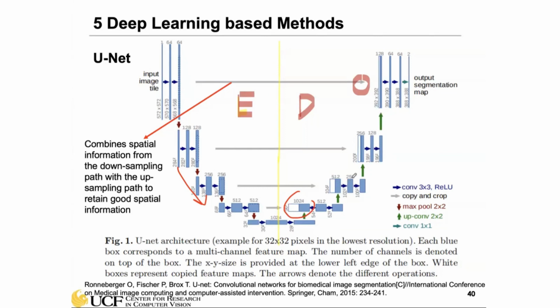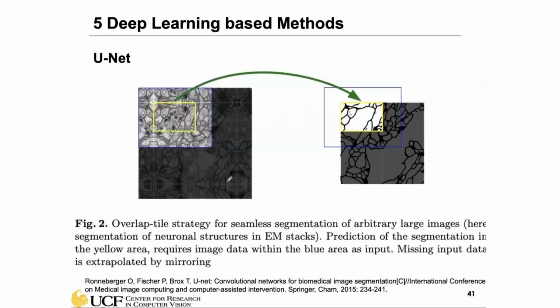And so that when you do the upsample again, you have a much better representation, rather than using just the feature representation from the encoder side. So that's their intuition, okay? And for this UNET paper, they also have another strategy to perform segmentation.